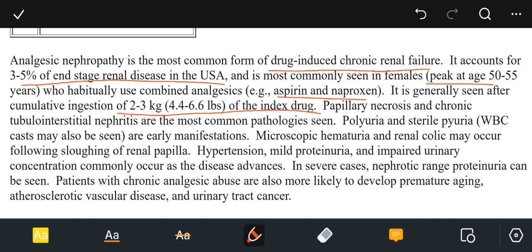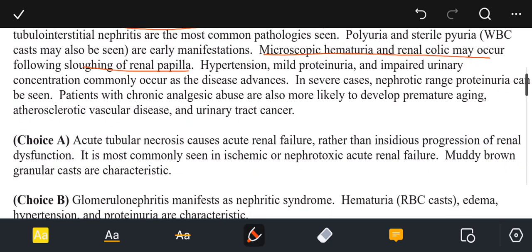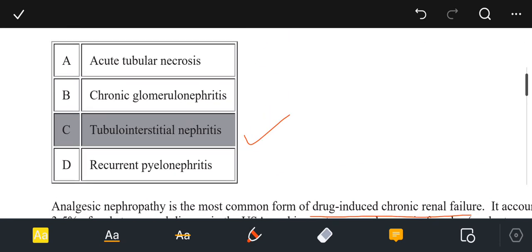Polyuria and sterile pyuria, that is WBC casts, may also be seen as early manifestations. Microscopic hematuria and renal colic may occur following the sloughing of the renal papilla. Hypertension, mild proteinuria, and impaired urinary concentration commonly occur as the disease advances. In severe cases, nephrotic range proteinuria can be seen. Patients with chronic analgesic abuse are also more likely to develop premature aging, atherosclerotic vascular disease, and urinary tract cancer.